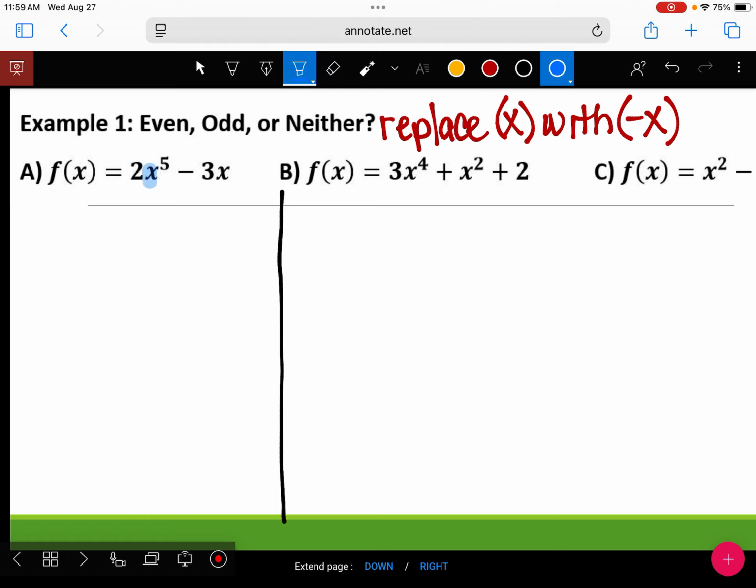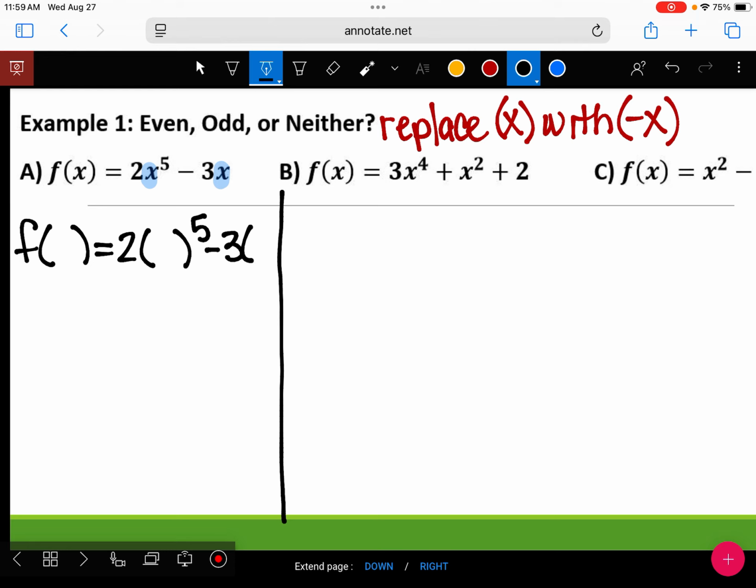So I'm going to look at my x's, so these two. So I have f, I'm going to rewrite it, and then inside of the parentheses, I'm going to put a negative x.